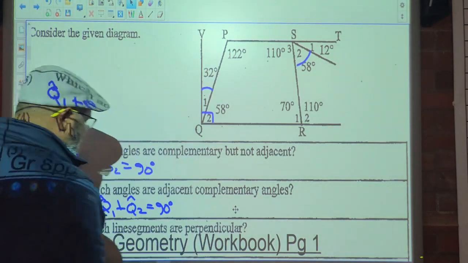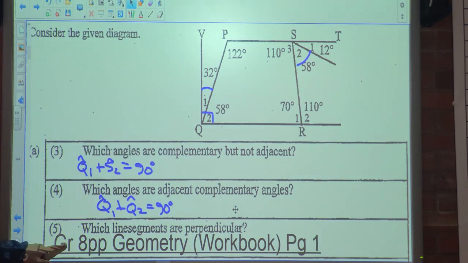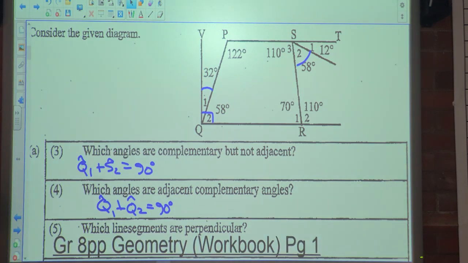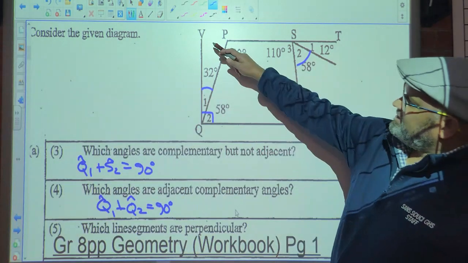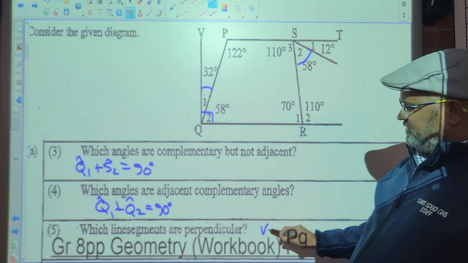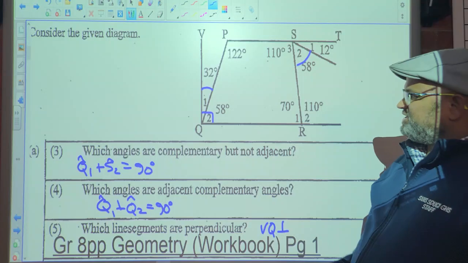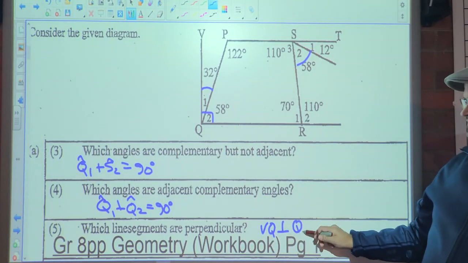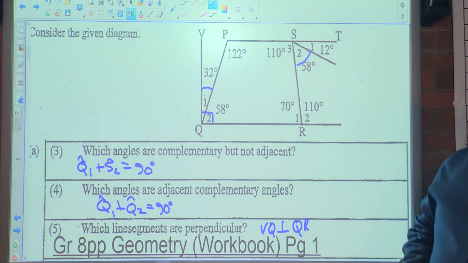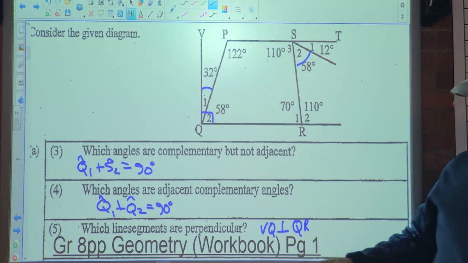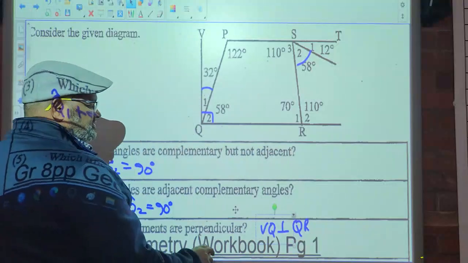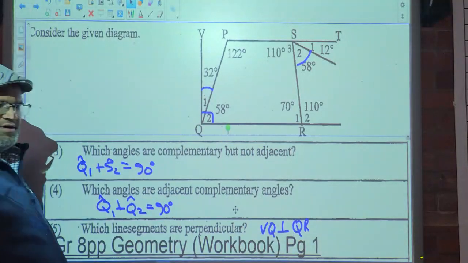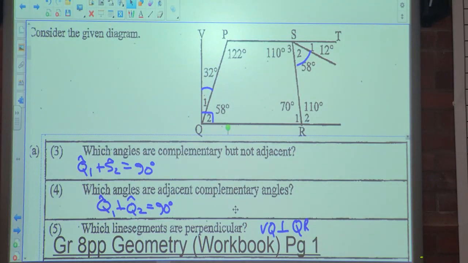Which line segments are perpendicular? What does perpendicular mean? They meet at 90 degrees. And which two lines meet at 90 degrees? Line segment VQ is perpendicular to QR, or RQ. Okay, you understand? So line segment VQ is perpendicular to QR. Anything else?